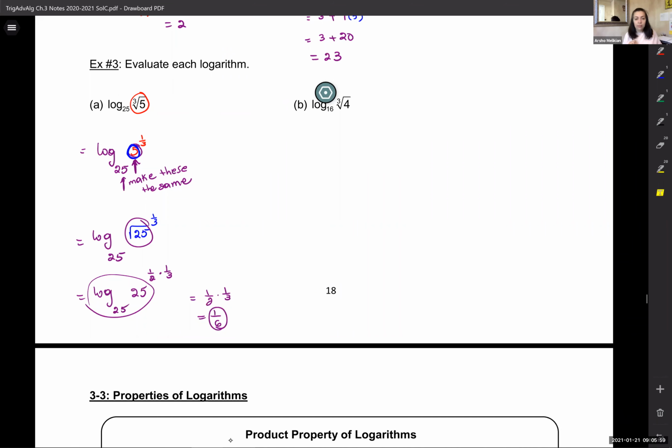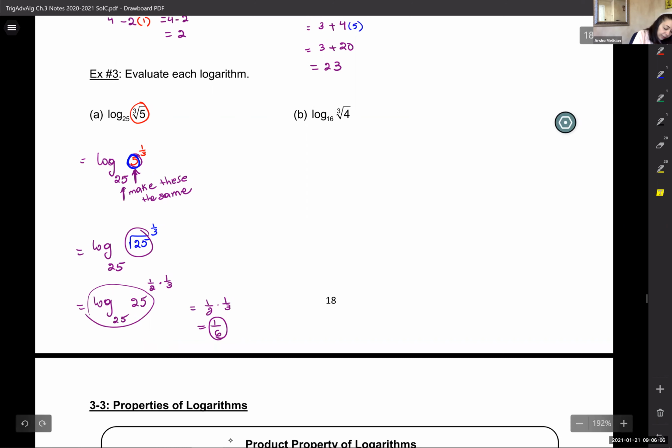Okay, should we do another one? Let's do one more. All right, look at what we have here. Log base 16 of this cube root. Well, we don't like roots with logs. So let's just write that as 4 to the 1/3. And so now that's going to be log base 16. What can I do to 16 to make it a 4? I can take a square root of 16 to make it a 4. So that 4, I can write as 16 to the 1/2, that's like taking a square root, okay? Times the 1/3. Don't forget that 1/3.